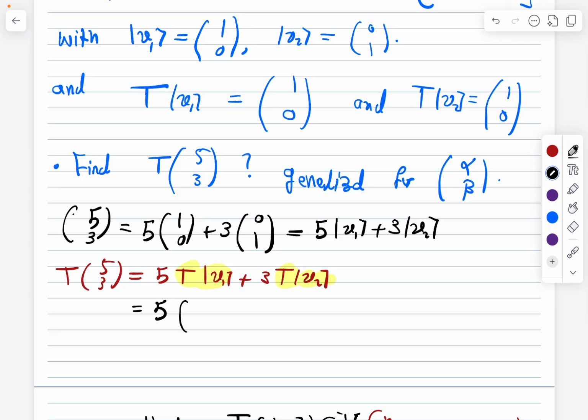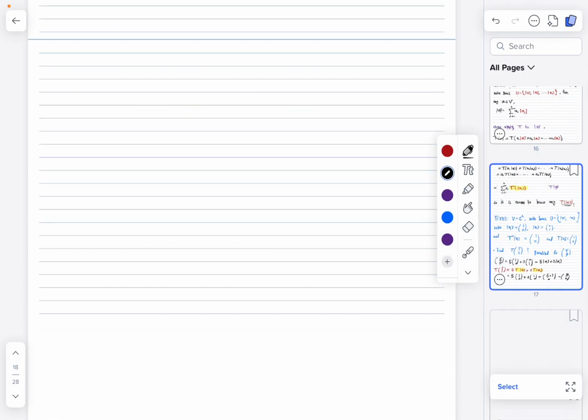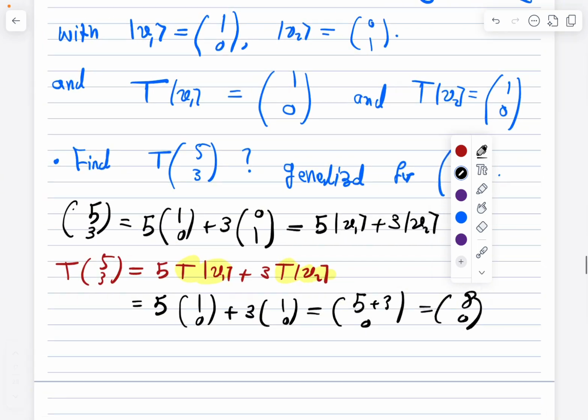So it is 5 times 1, 0 plus 3 times 1, 0, which can be written as 5 plus 3, 0. So it is 8, 0. So this is the first part of the question. The second part says, let's assume that we have a general vector, which is alpha, beta.